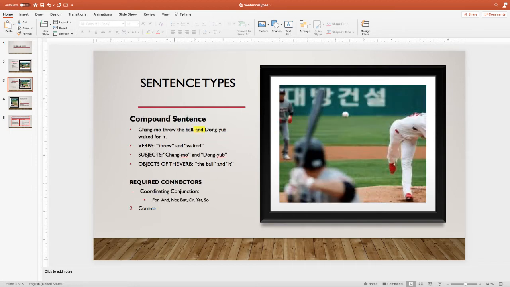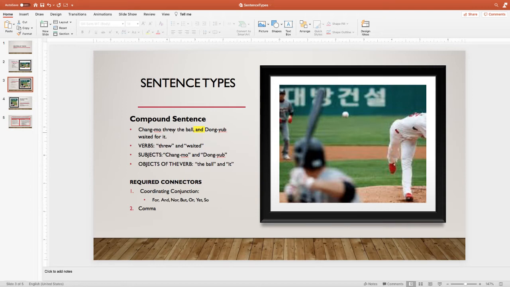The compound sentence. Cheng Mo, over here, threw the ball, over here, and Dong Yub, this fellow over here, waited for it. Okay, so this is a compound sentence, and what makes it compound is that you have this clause here, Cheng Mo threw the ball, right? That could stand on its own, so that is a clause. Dong Yub waited for it. That is also a clause that could stand on its own and be one sentence. What makes it compound is that you have two of them together and they are joined by a comma and the word and.